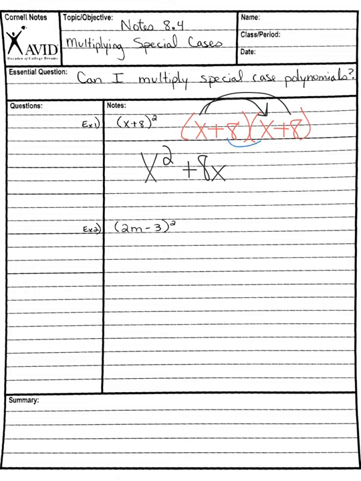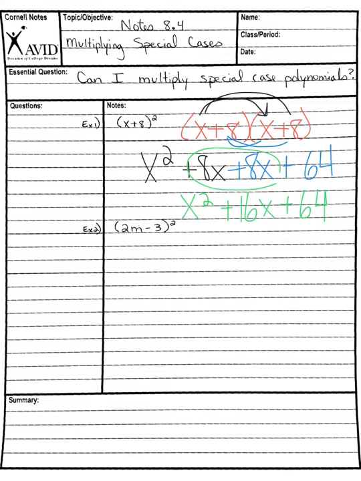Now let's look at the 8. 8 times x is 8x. And 8 times 8 is 64. Make sure that we combine those like terms. And our final answer here would be x squared plus 16x plus 64. So again, the process is the same. These are special cases. However, we can go through the same multiplying process. Let's look at the next example.